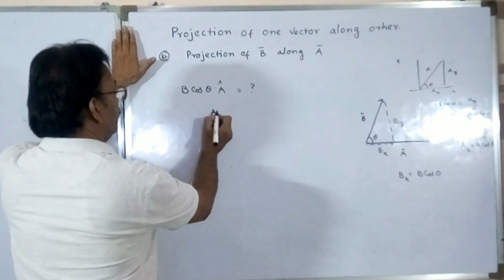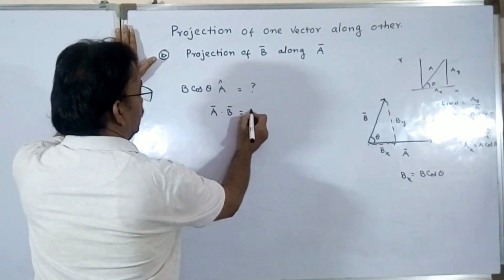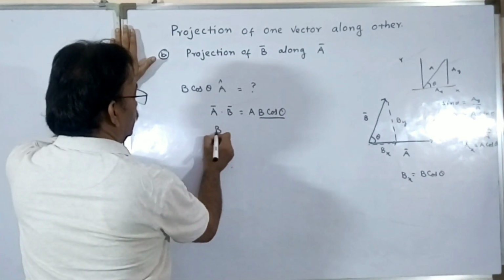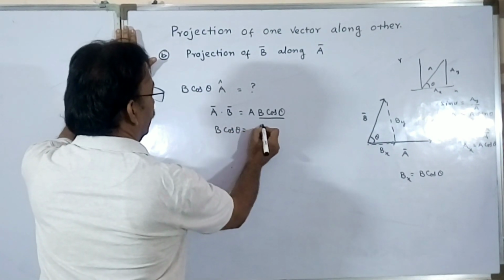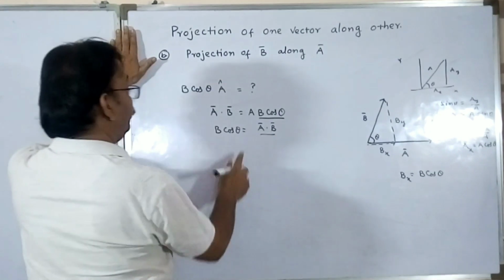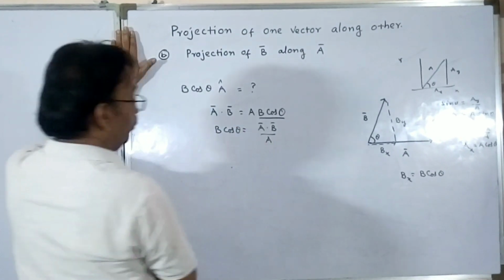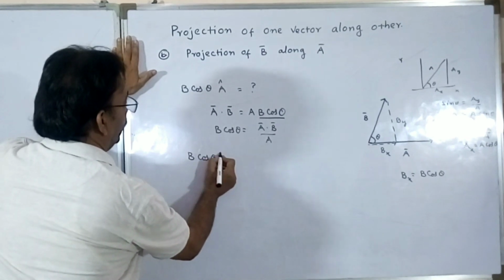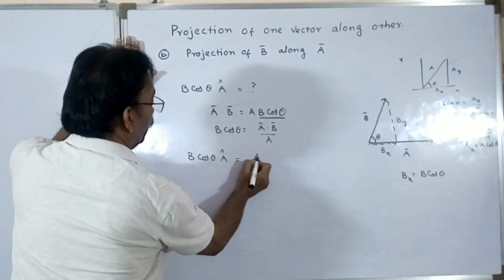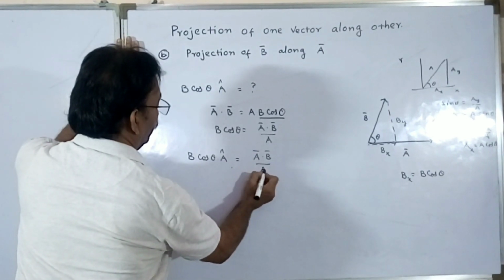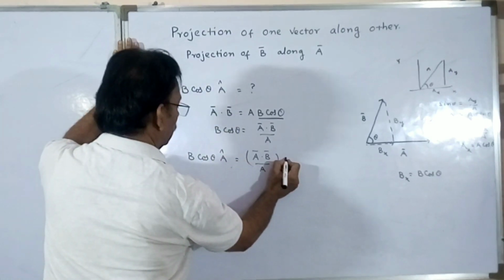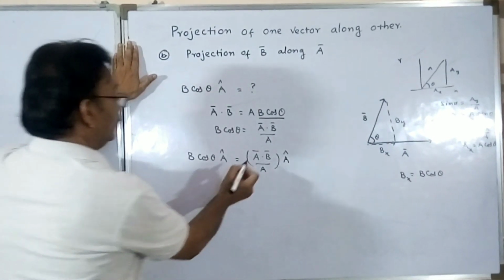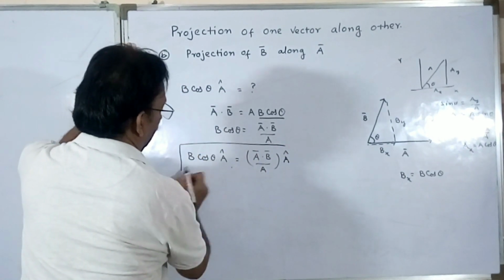As you know, I am repeating again and again, A bar dot B bar is equal to AB cos theta, and we need the term B cos theta, that is B cos theta is equal to A bar dot B bar by A. Putting the values here, B cos theta A cap is equal to A bar dot B bar by A multiplied with the unit vector along A bar. It is the desired result.